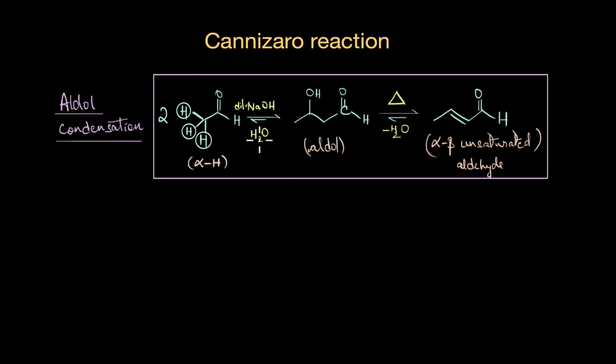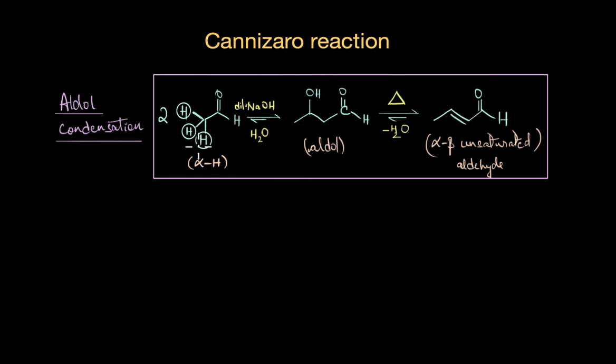We have already talked about a very important characteristic reaction of carbonyl compounds called aldol condensation reaction, right? In this reaction, aldehydes or ketones containing an alpha hydrogen atom are treated with a dilute base like dilute sodium hydroxide to form an aldol. On heating this aldol, elimination of a water molecule takes place, giving us an alpha-beta unsaturated aldehyde or ketone as the final product.